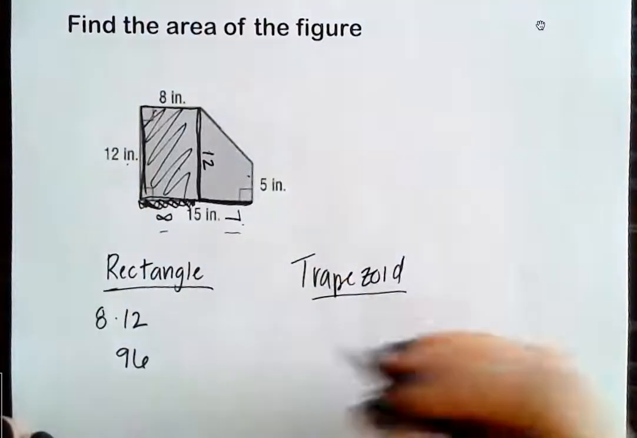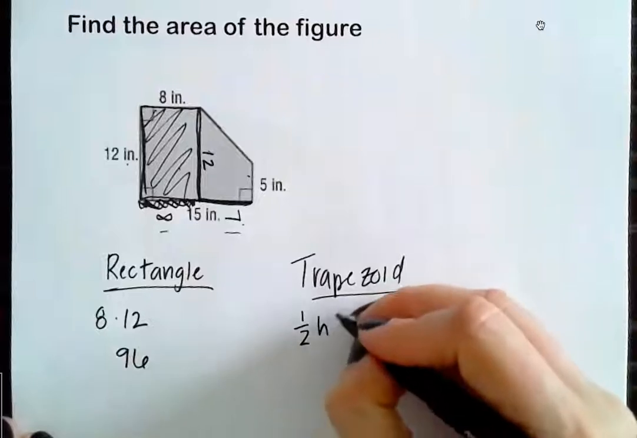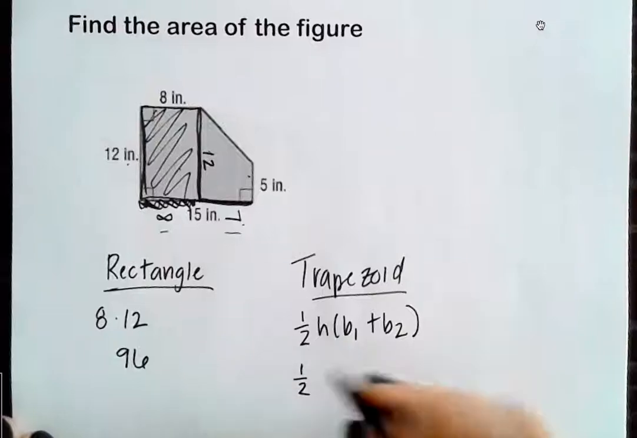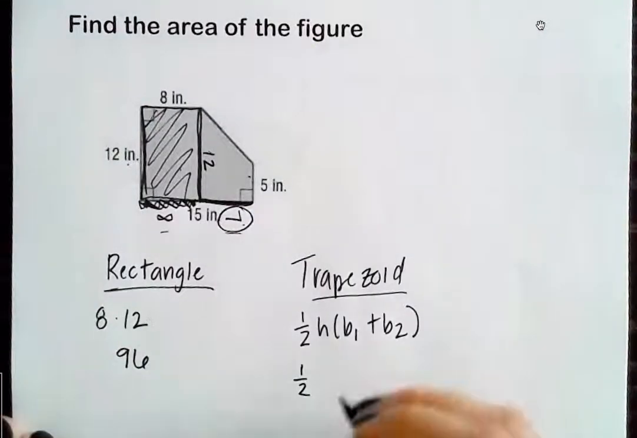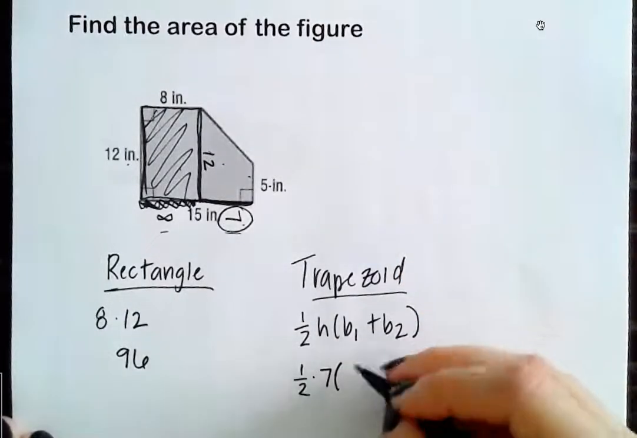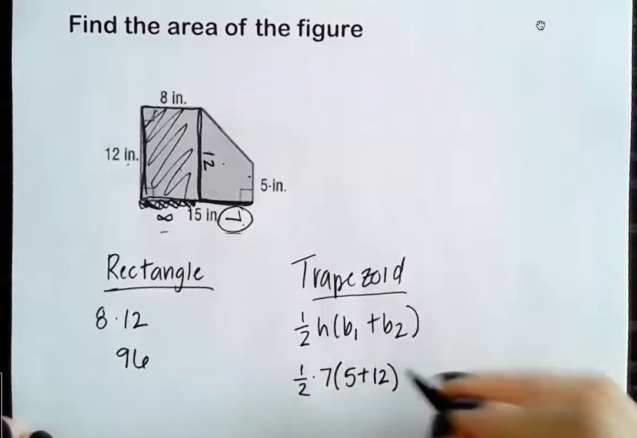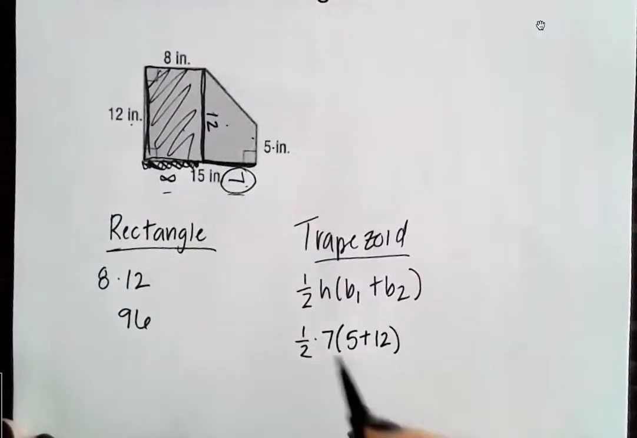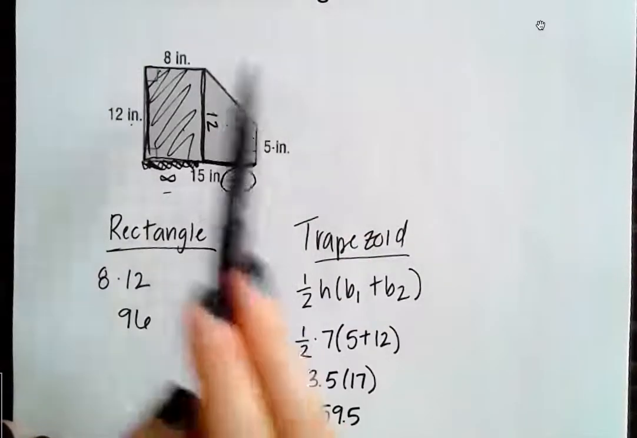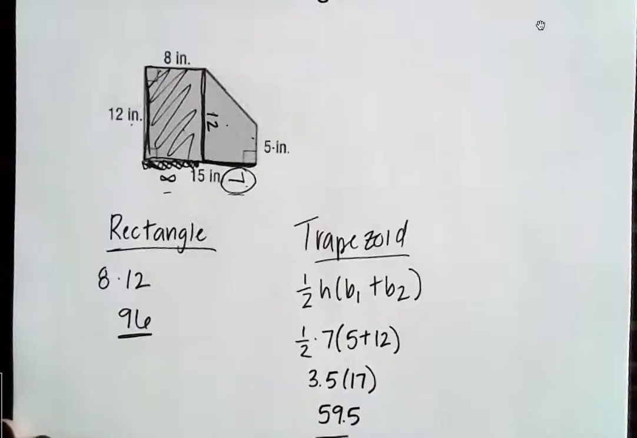let's fill in our formula: half our height with our bases added together. So I'm going to have half. We said our height was 7. And then our bases we said were 5 and 12. And now we just simplify. So half of 7 is 3.5. 5 plus 12 is 17. 3.5 times 17 is 59.5.